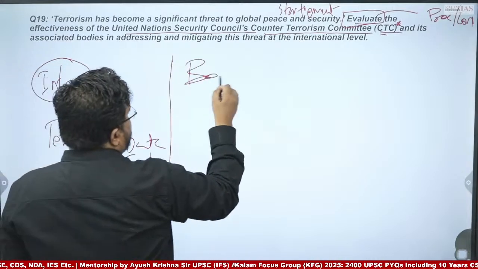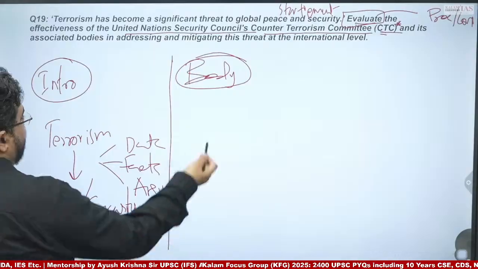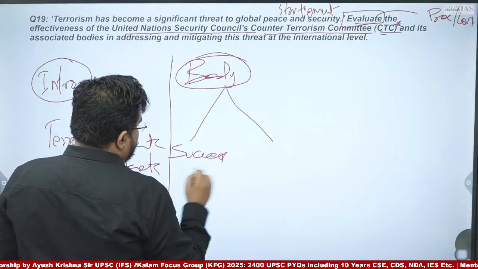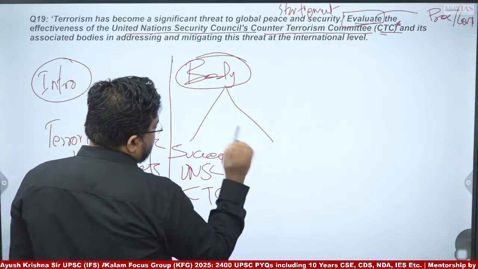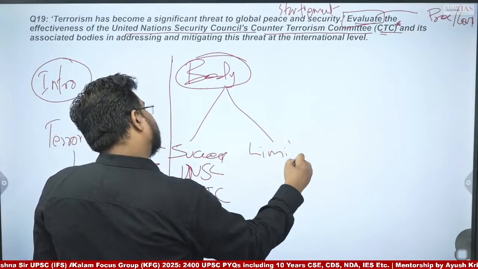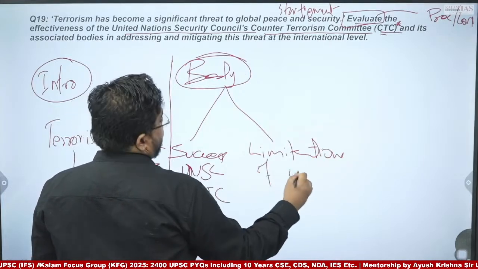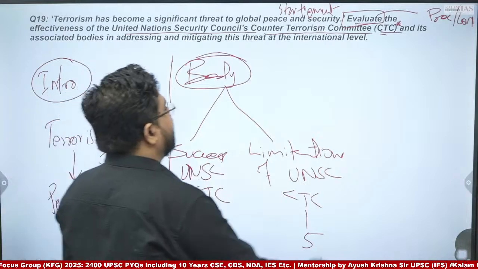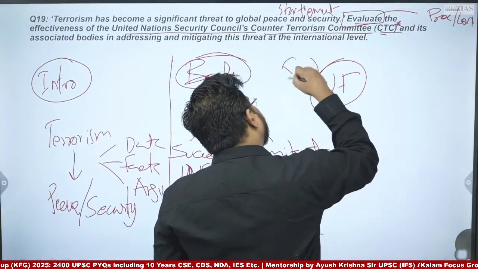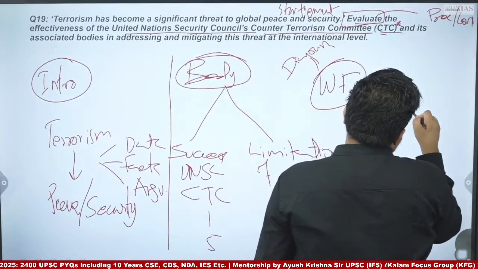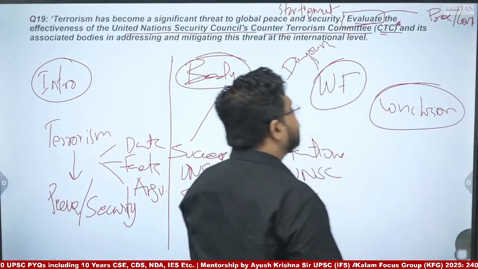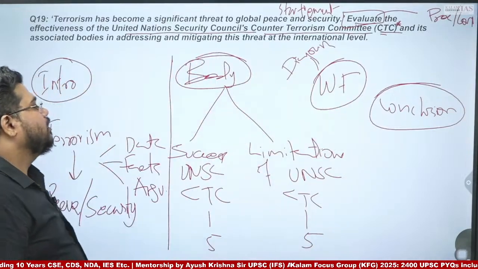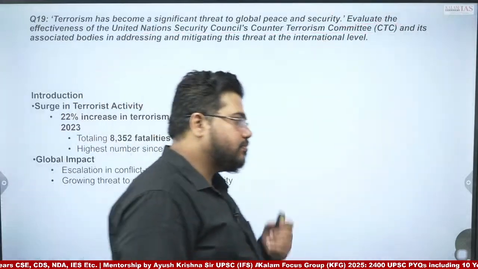For the body, what are you going to do? You are going to divide it into 2 parts. You can say successes of the UNSC CTC, and misses or limitations of the UNSC CTC. 5 points here, 5 points there, that will suffice for our answer. Then if you want to give a way forward, give it in short, in a diagram, that will be best. Then you can go for a conclusion, which should take 2-3 lines. You can give a statement of the Prime Minister or a famous quotation on terrorism. That will be the optimum answer for this. This is the structure of this particular answer. Let's see what is written.